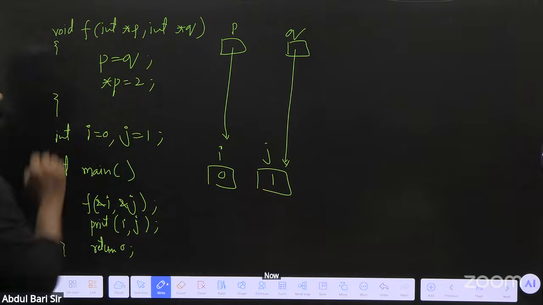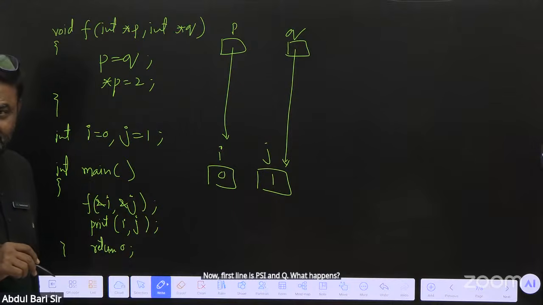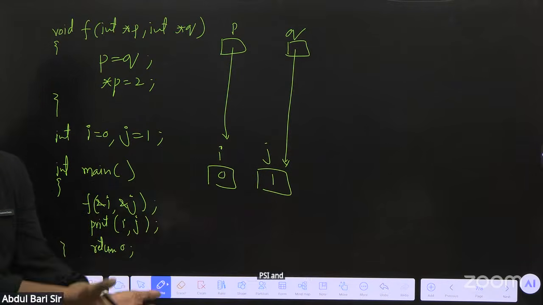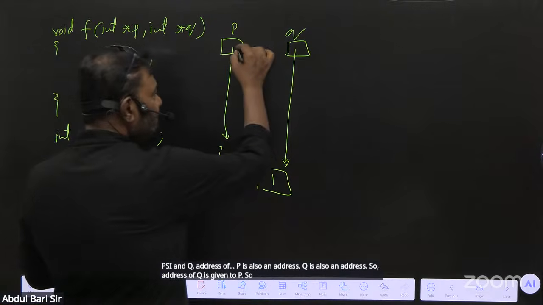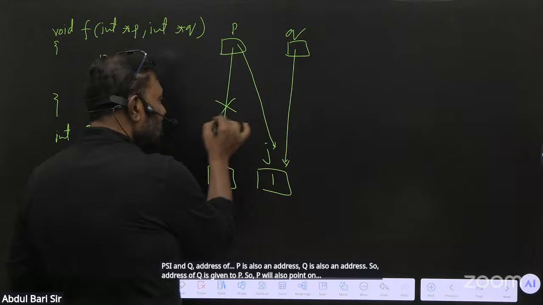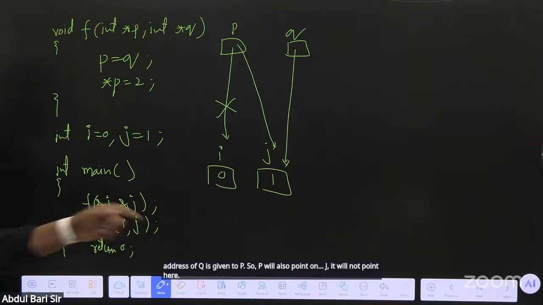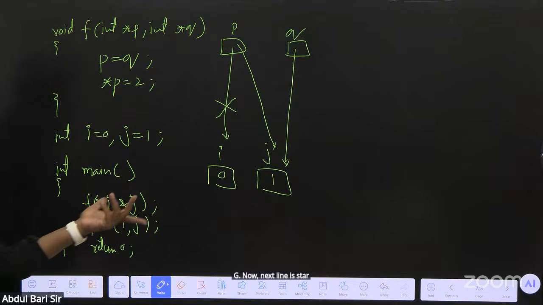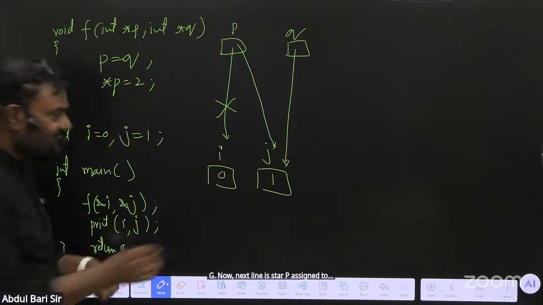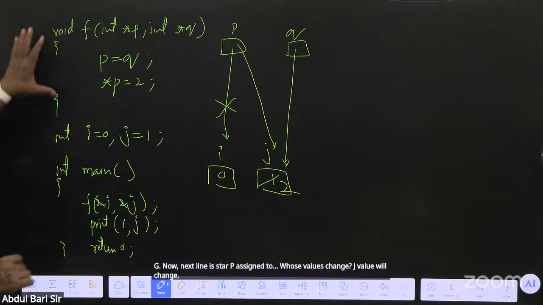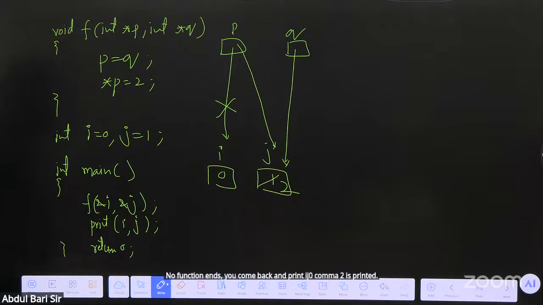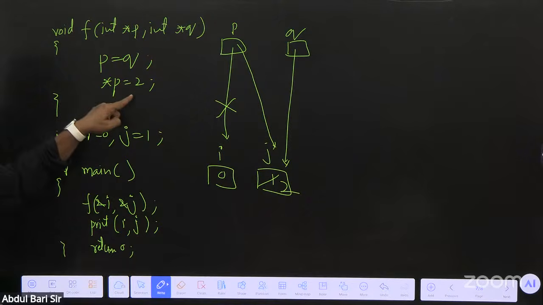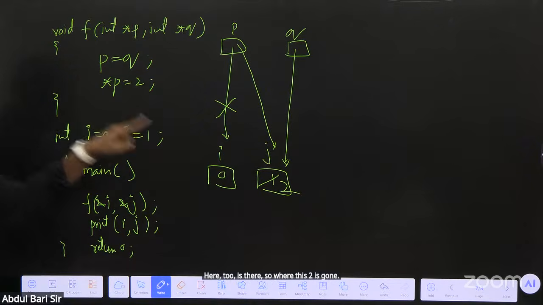Now, the first line is P assign Q. What happens? P assign Q: the address of P is an address, Q is also an address. So the address of Q is given to P. So P will also point to j. It will not point here. Now the next line is star P assigned 2, whose value will change? j's value will change. Now the function ends, you come back and print i, j, and 0 comma 2 is printed. Here 2 is there now, so where is this 2 gone? 2 is stored there. Yes.